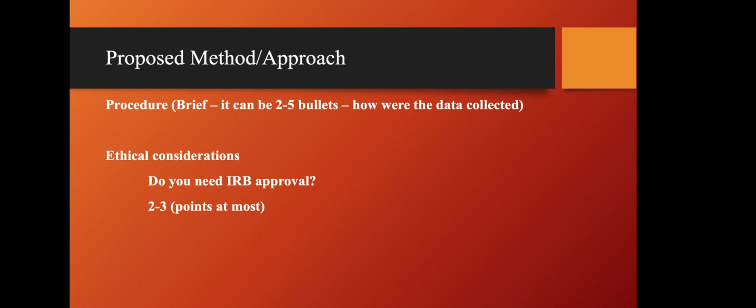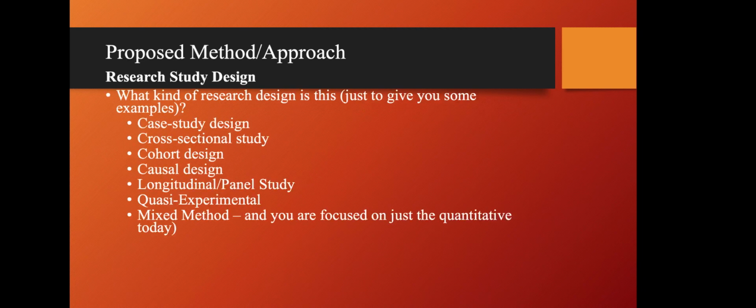Whenever you're doing research and any kind of statistical analysis, you have to think about the ethical considerations. So one of the key questions that you want to ask is, do I need IRB approval? And this will all depend on what kind of subjects you're using. And remember your research classes that you've taken so far. This is really important, just 2 to 3 points at most, just to get your mind to think about these things as you move forward.